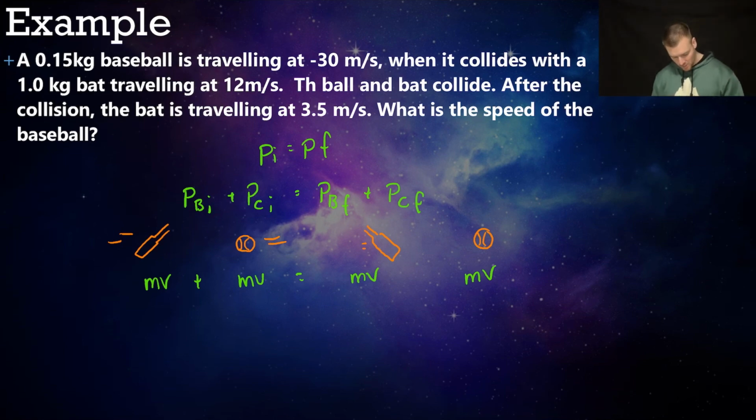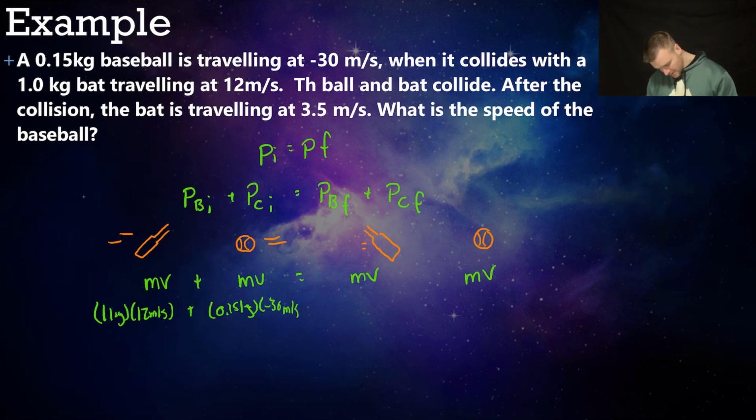So let's plug in what we know. We know that it is a 1 kilogram baseball bat, and it's initially going at 12 meters per second, plus the baseball is 0.15 kilograms, and it's going at negative 30 meters per second. Sorry, it's a bit small. And then the bat at the end, still 1 kilogram, and it's going at 3.5 meters per second, plus the 0.15 kilogram baseball, and we do not know the velocity.